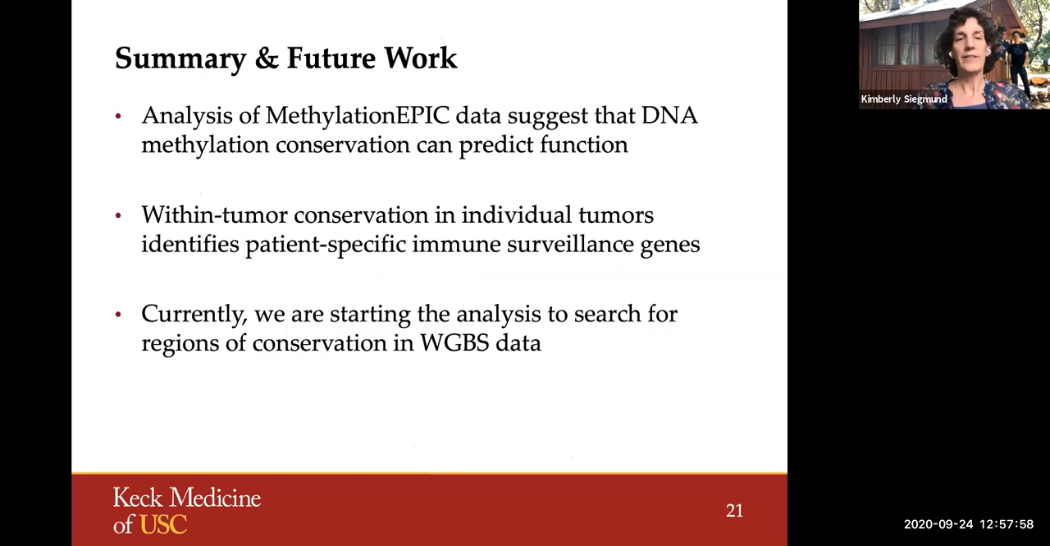So the quick summary is that analysis of the methylation EPIC data suggests that DNA methylation conservation can predict function. We saw that in the normal tissue before, and now we're seeing evidence suggesting that in the tumor tissues as well. And our within-tumor conservation in individual tumors is identifying patient-specific immune surveillance genes. Currently, and this is for next semester, we're starting this analysis to search for these regions in whole genome bisulfite sequencing data. So that's where we're headed.